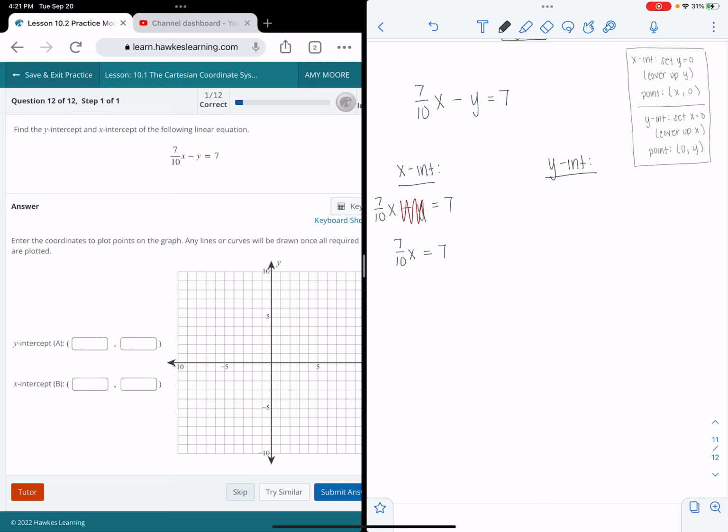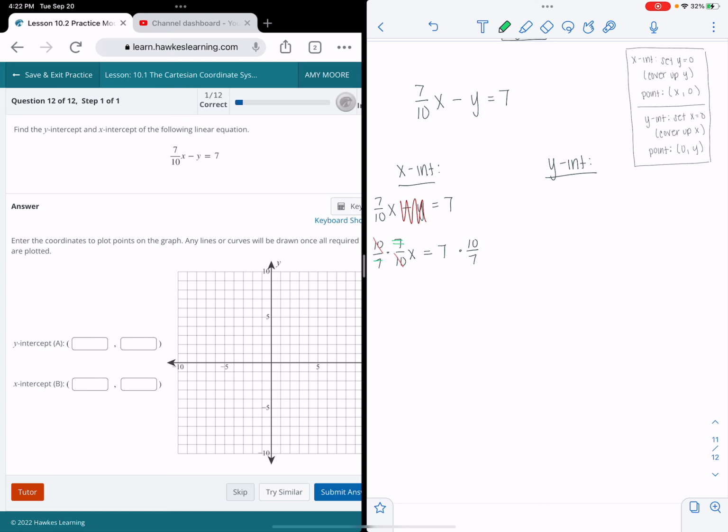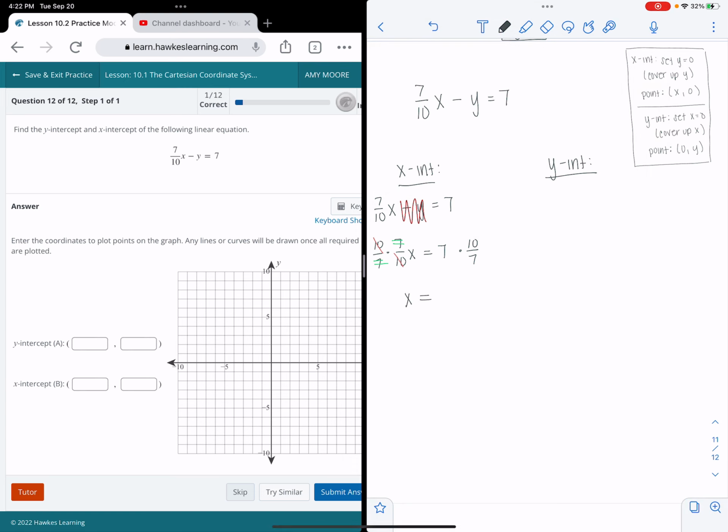Now think back to the prior chapter, to chapter 9. In order to solve for x, I could do two things. I could divide by 7 over 10, because that's 7 over 10 times x, or I could multiply by the reciprocal. And so I multiply both sides by the reciprocal, and that's going to make these fractions cancel. And so then I'm just left with x on the left, and then 7 times 10 over 7.